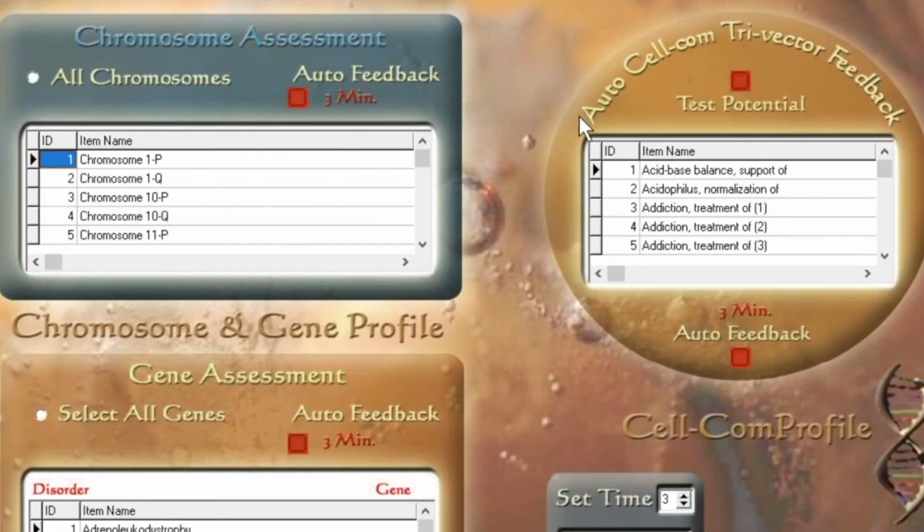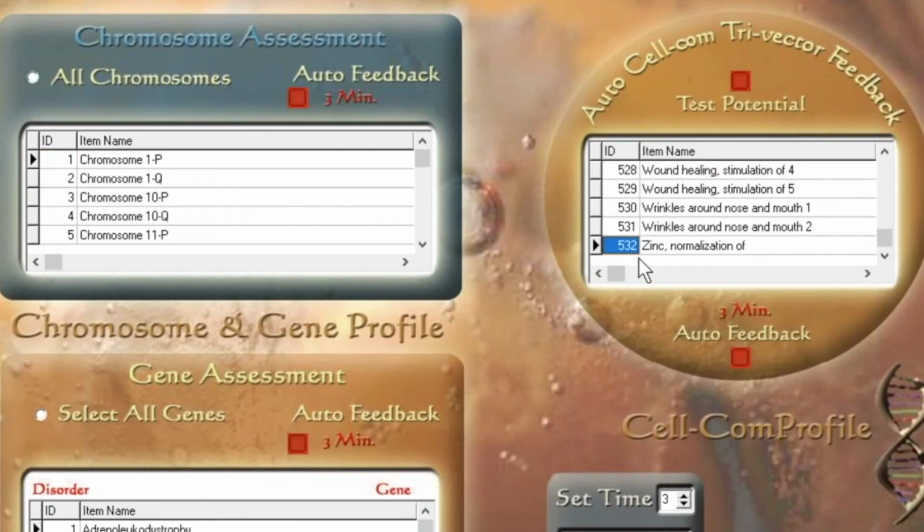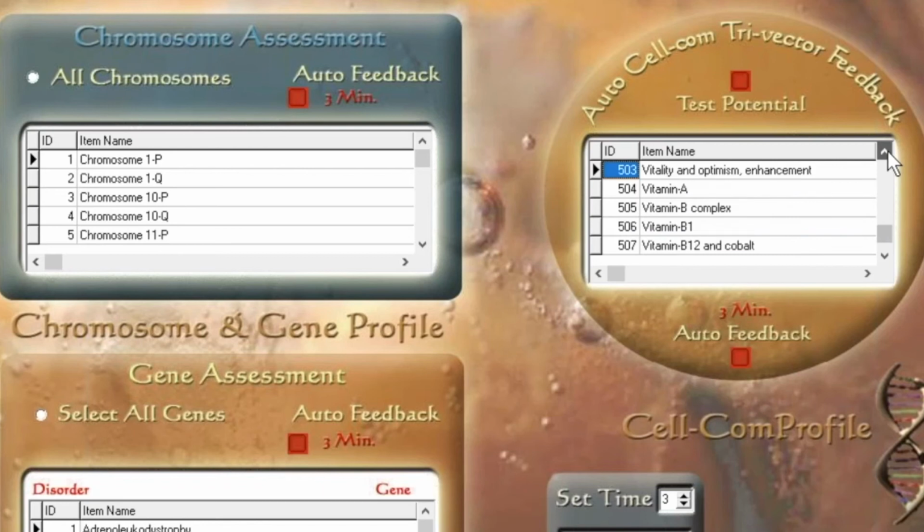This is a great panel too. Auto Cellcom, Trivector. It's a little different. It's a different database. It has 532 items. It's a great panel, but it's a place you come to after you've reached a plateau in these other functional panels. You would want to do this on a different day.